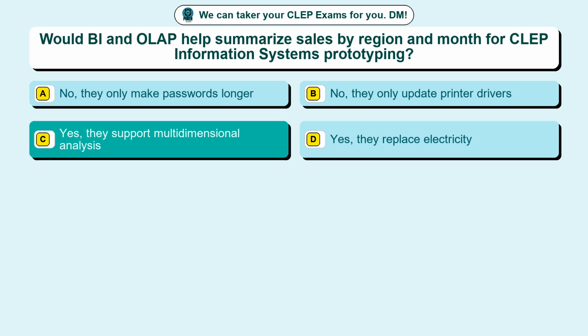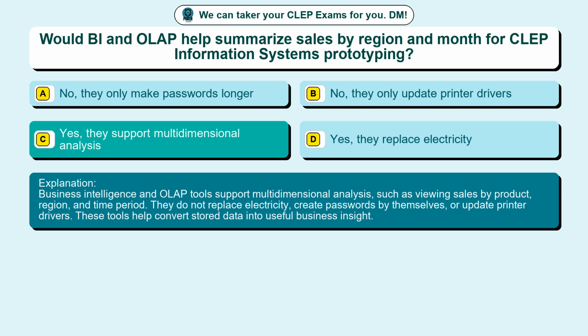The correct answer is option C. Yes, they support multidimensional analysis. Business intelligence and OLAP tools support multidimensional analysis, such as viewing sales by product, region, and time period. They do not replace electricity, create passwords by themselves, or update printer drivers.